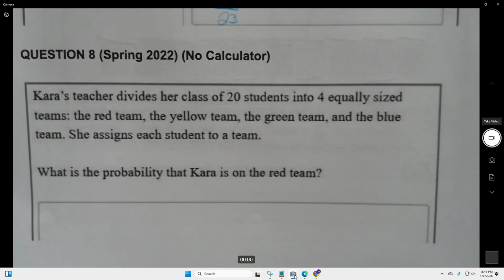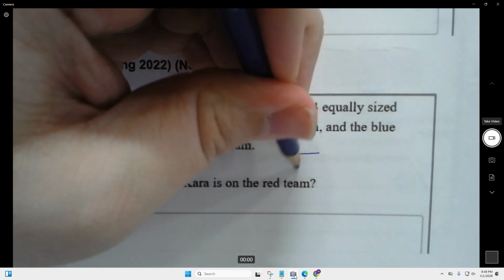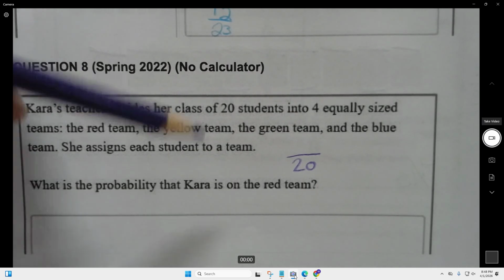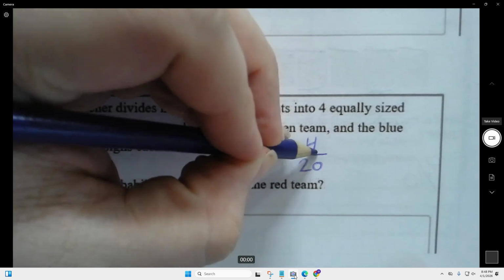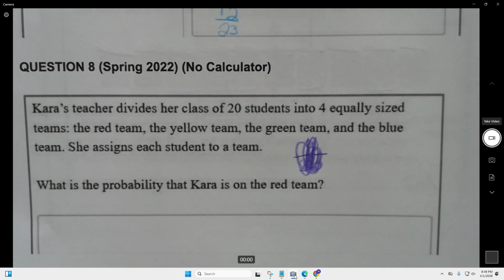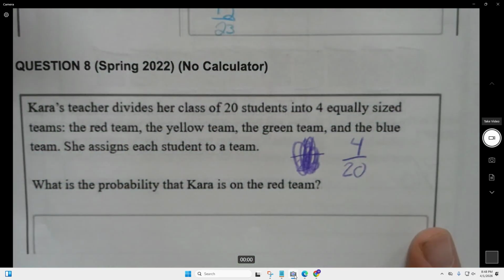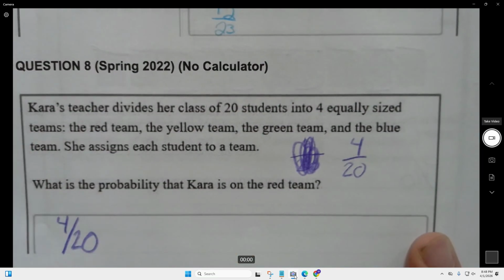Question 8. Kara's teacher divides her class of 20 students into 4 equally sized teams, red, yellow, green, and blue. She assigns each to a team. Okay, so there are 20 students. What is the probability that Kara is on the red team? How many options are there? There are 4 options. No, I was right. 20 total students, 4 possible options. That means there is a 4 out of 20 chance.